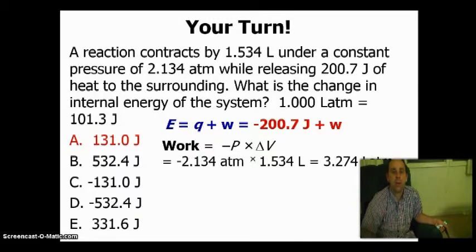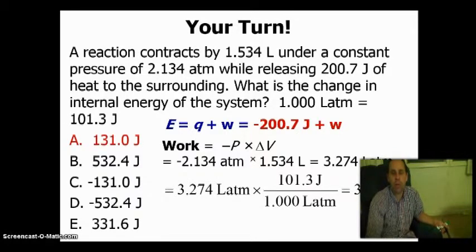Now, I forgot to put the negative sign in front of the negative 1.534. So what we have here is a positive 3.274 liter atmospheres. And that's consistent because it says that the reaction contracts by that much. So again, it says that for every 1 liter atmosphere, it requires or produces 101.3 joules. So I can take that 3.274, multiply it by 101.3 joules for every liter atmosphere, and it'll tell me how many joules this process consumed by contracting 1.534 liters at the 2.134 atmospheres.